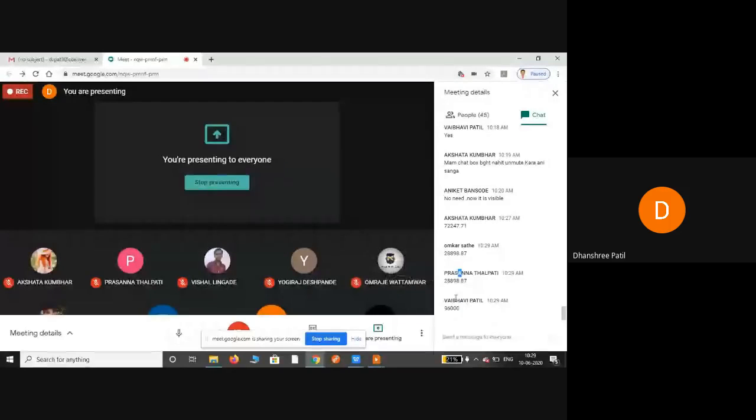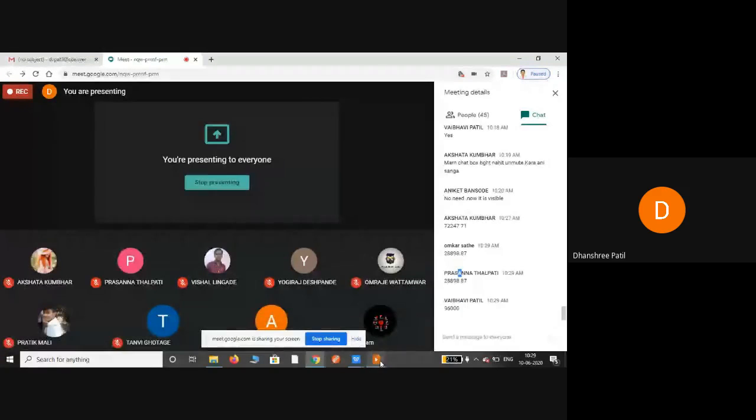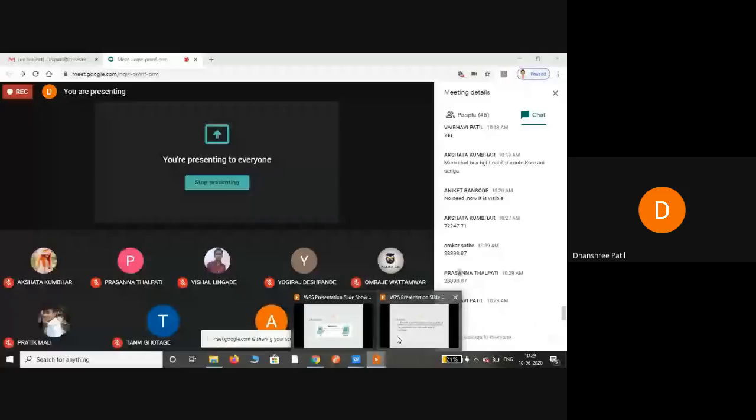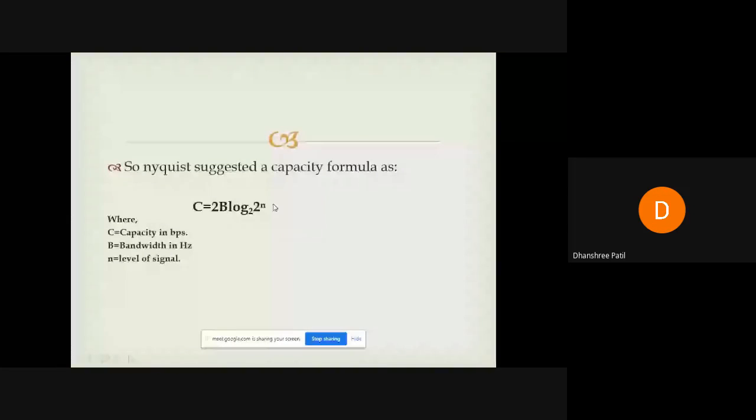Write down the formula properly. Check the formula and write proper answers. Formula is C equals 2B log to the base 2 raised to n. So what will be the case? 2 into 3000 into log to the base 2 into 2 raised to 4, and solve the example. Tell me the answer.